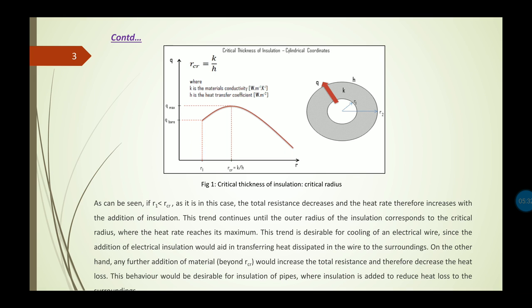Again, any further addition of material beyond this critical radius, which is the ratio of k by h, would increase the total resistance and therefore decrease the heat loss. Now this behavior would be desirable for insulation of pipes, where insulation is added to reduce heat loss to the surroundings. So this is the concept of the critical radius in case of the cylindrical coordinate.